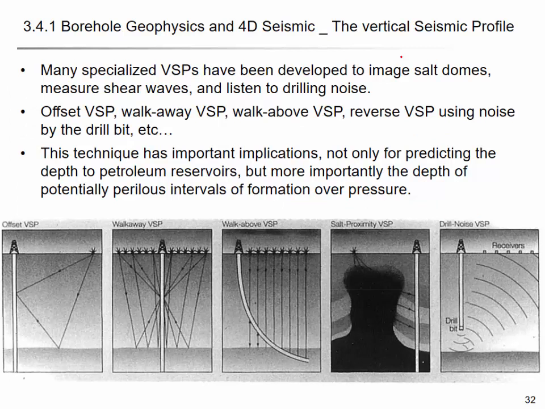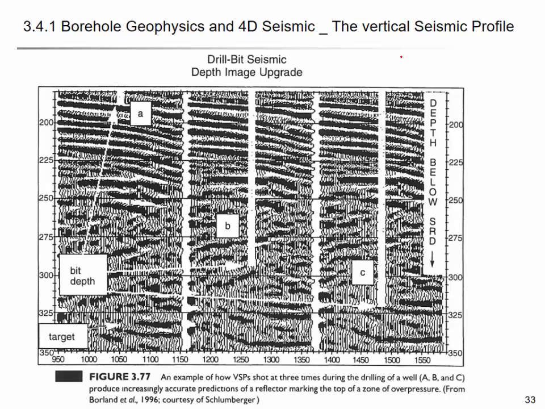And there are many geometrical configurations for the VSP. So you can have the single source and receiver type, and you may have different sources along the line, and you may also have multiple receivers along the line. And sometimes you have a directional boring, the horizontal boring. So there will be numerous geometric variations. So this is the result of the borehole geophysics, VSP, vertical seismic profiling.